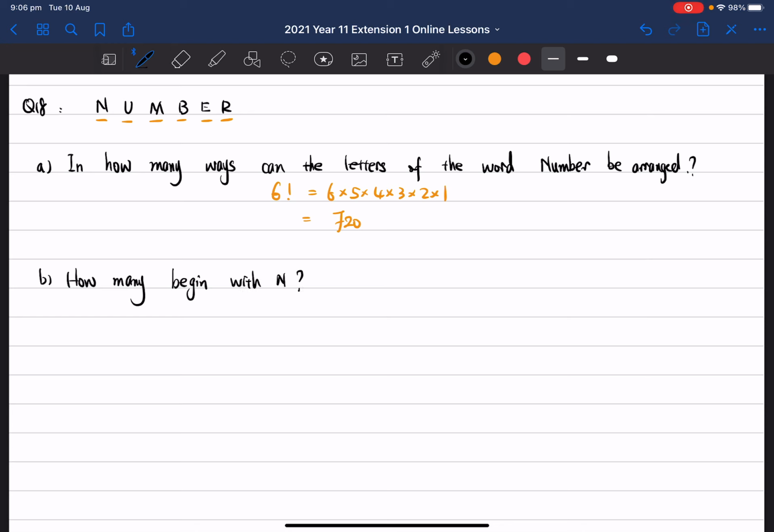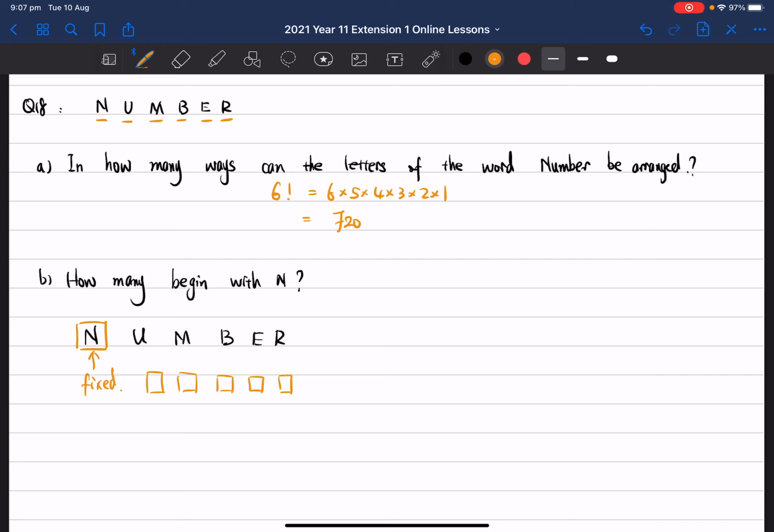All right, how many begin with the letter N? This is a very interesting one. We have those letters here. The question says how many begin with the letter N. So when the word begins with the letter N, that means you can't change this one. This is fixed. Which means now we have 5 letters remaining.